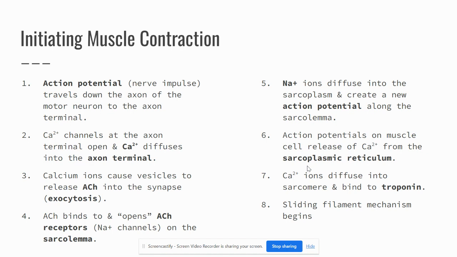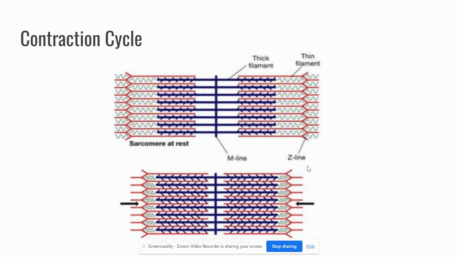So here we have actin and myosin. Myosin is in the blue, and it's going to move those actin filaments, or slide them towards each other, towards that M line. And what happens as those actin filaments are moved towards that M line is we have contraction.